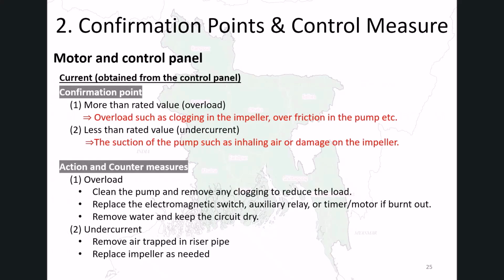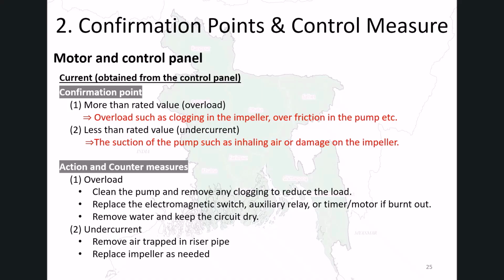Next, the confirmation points for each electrical parameter are explained. With current value, it can help identify the possible cause of a failure. If the current exceeds the rated value, the pump impeller may be clogged or worn. As countermeasure, clean the pump and remove any clogging to reduce the load and eliminate overload causes at the suction side and in the motor.